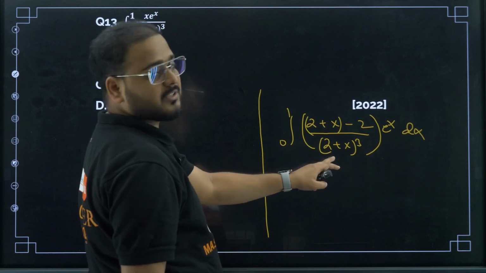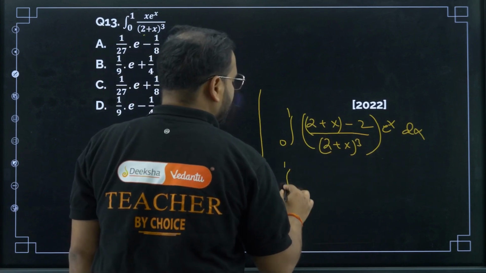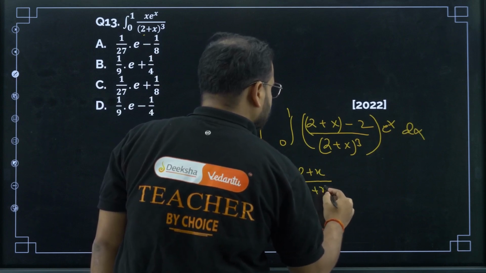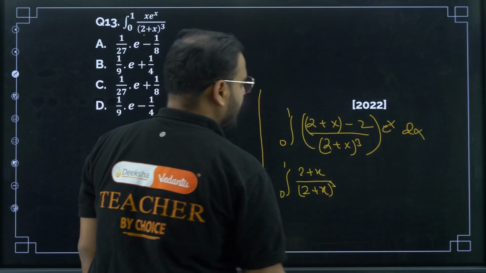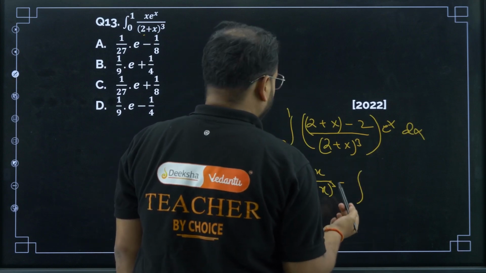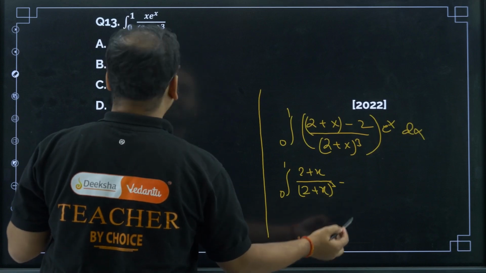Now separate the numerator over here. So 2 plus x upon the denominator minus 2 upon the denominator. So this will become 2 plus x upon 2 plus x the whole cube, minus integration again, same thing will be happening. I don't have to do the integration again because of the formula, right?